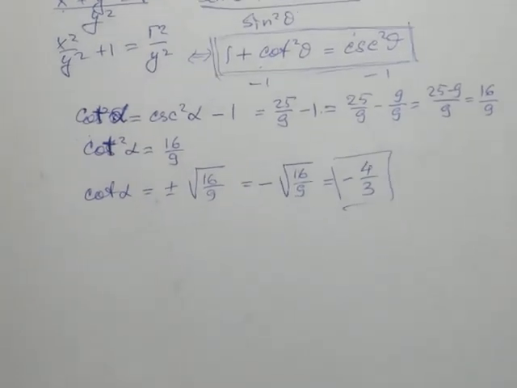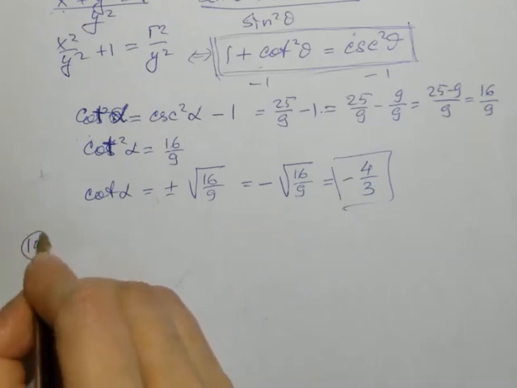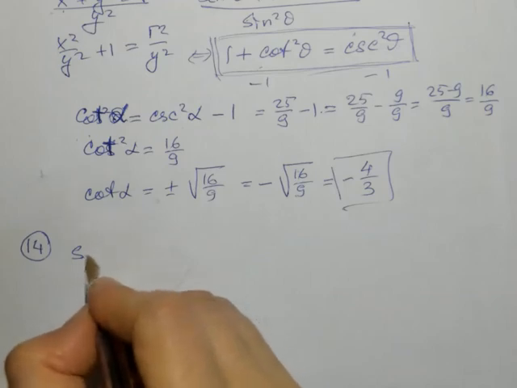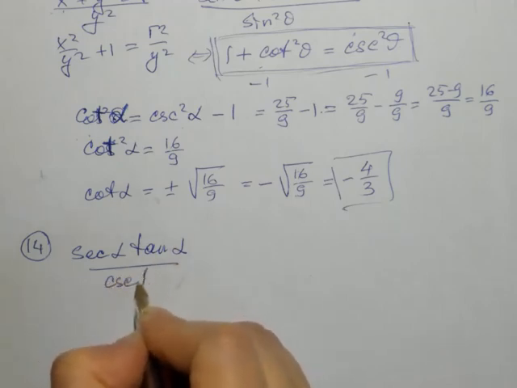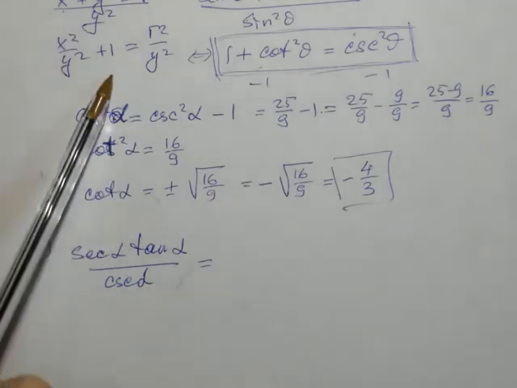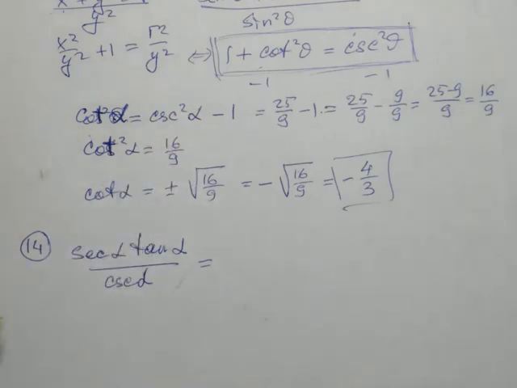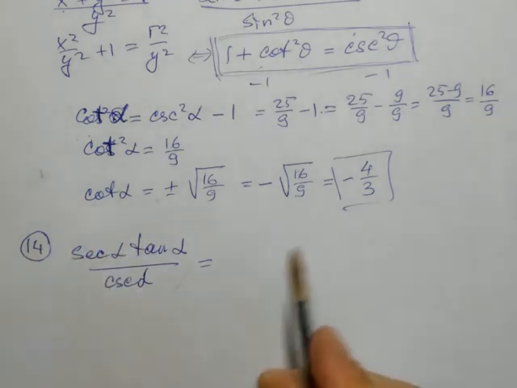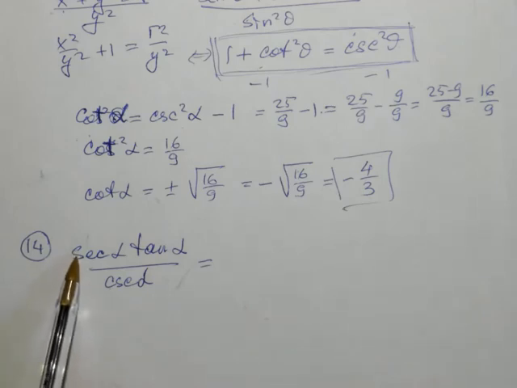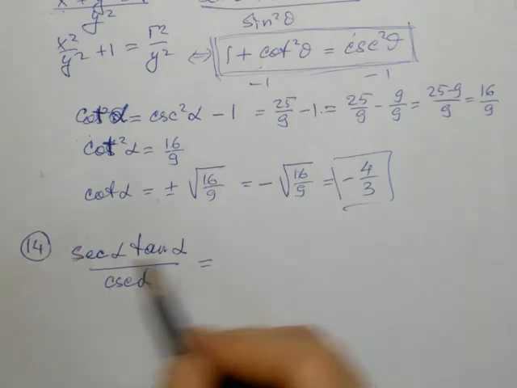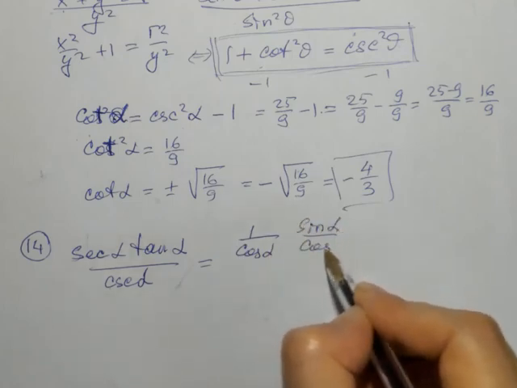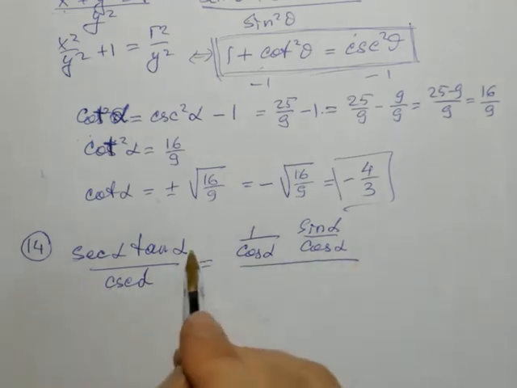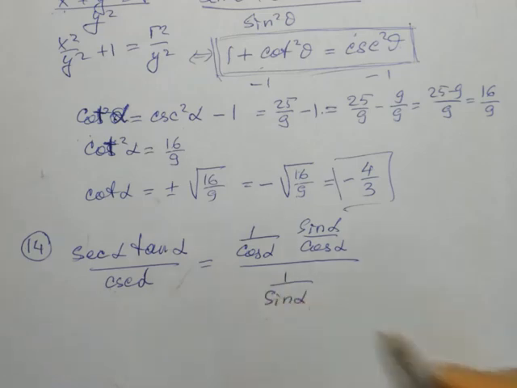And now the problem for applying identities. Something like this: secant alpha times tangent alpha divided by cosecant alpha. If you don't have some identity that connects all the values together, like in the previous example, the best way to solve it is to write all functions in terms of sine and cosine. Secant is 1 over cosine alpha. Tangent is sine over cosine, and cosecant is 1 over sine alpha.